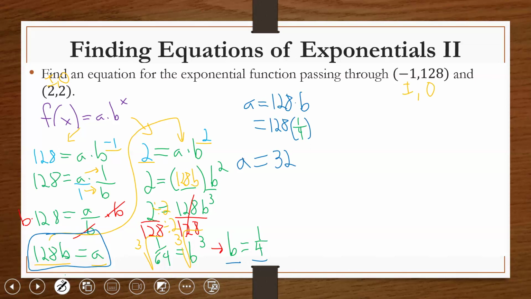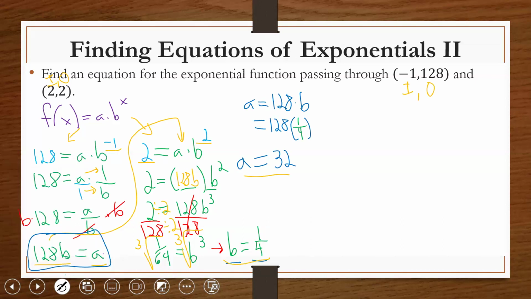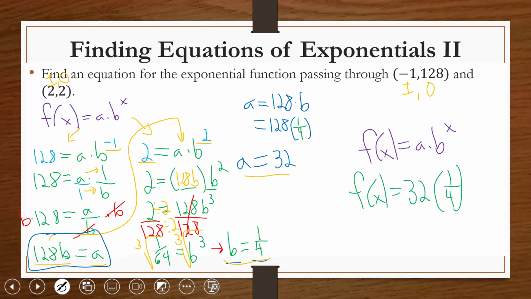So now we have our value for a, our value for b. You can put both of those back into our equation of that form f of x equals a times b to the x. Substitute our values in for a and b, and we'll have f of x equals 32 times the value for b, which is 1/4, raised to the xth power.